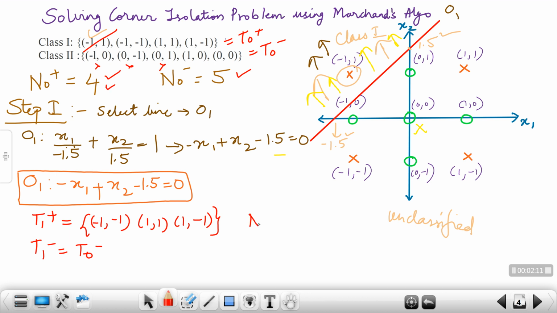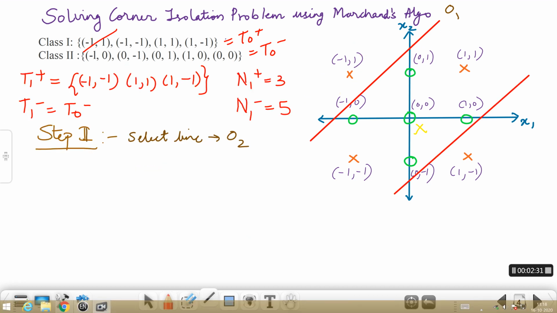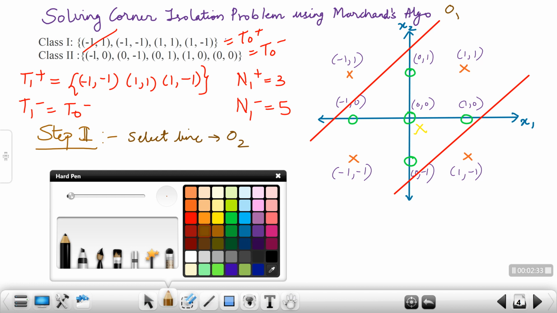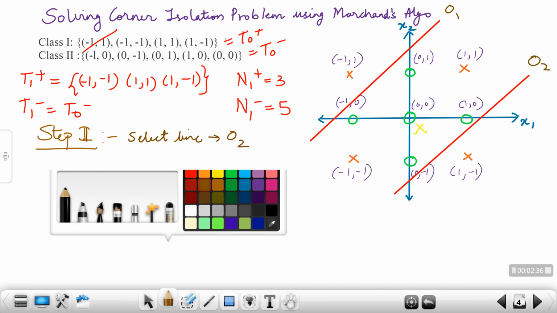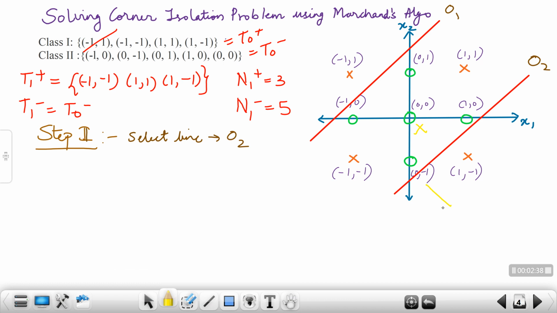So I write N1 plus is equal to 3 and N1 minus is equal to 5. Now we move on to step 2, wherein we have to select another line which will classify patterns from a particular class. So I have selected a line O2 which is here, and what this particular line is doing is that it will classify this pattern. Again this pattern which it classifies belongs to class 1.